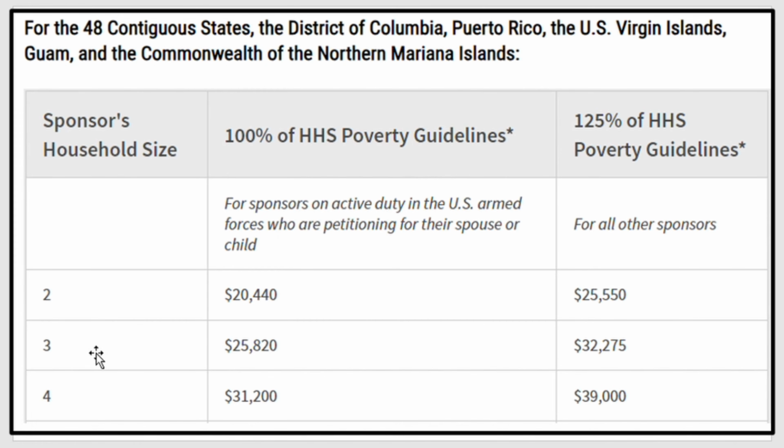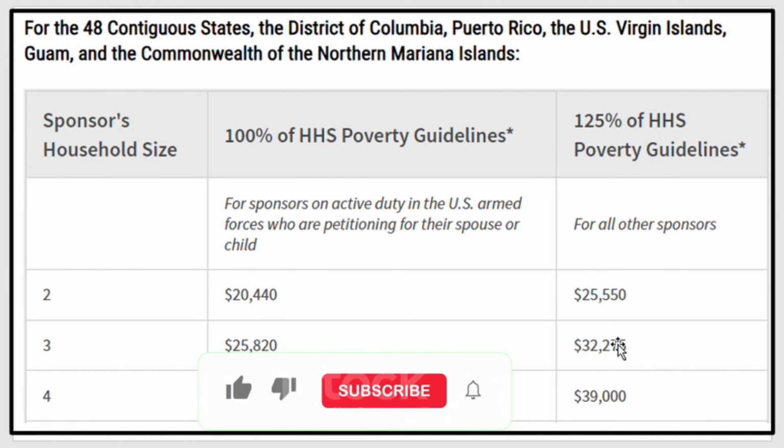For I-864, for 2 people, you will need 25,550, as 125% of HHS poverty guidelines if you are not in the armed forces. This is only for the 48 states, not including Hawaii and Alaska. For 3 people, you need 32,275, and for 4 people, you need 39,000.